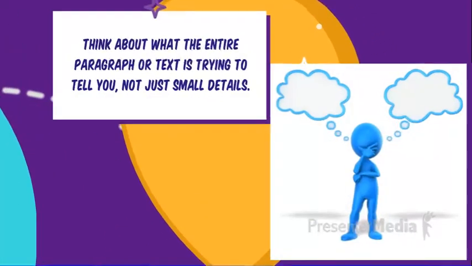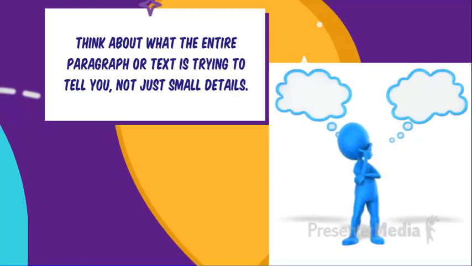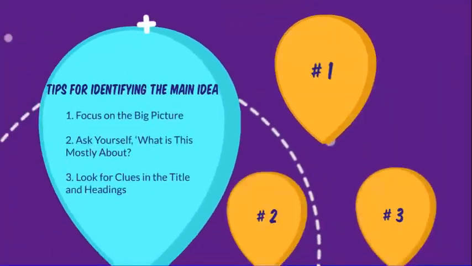Now let's look at these one by one. Think about what the entire paragraph or text is trying to tell you, not just small details. Don't pay much attention to the small details at this stage when you are finding main idea. Think about what the entire paragraph or the text is trying to convey or trying to tell you.